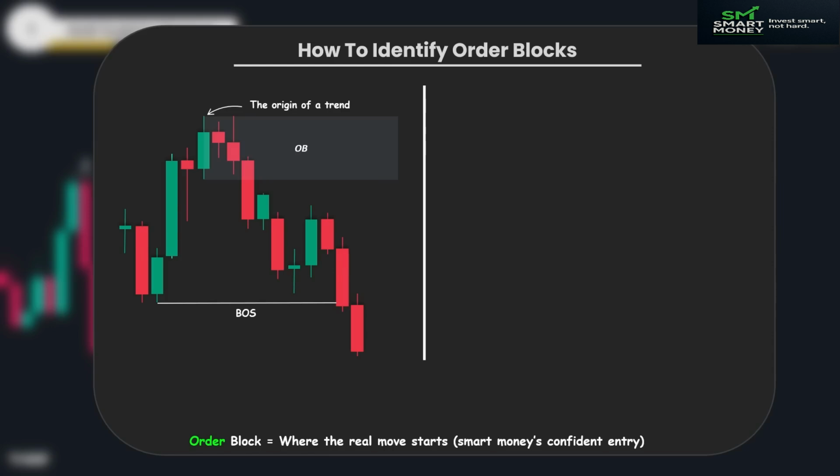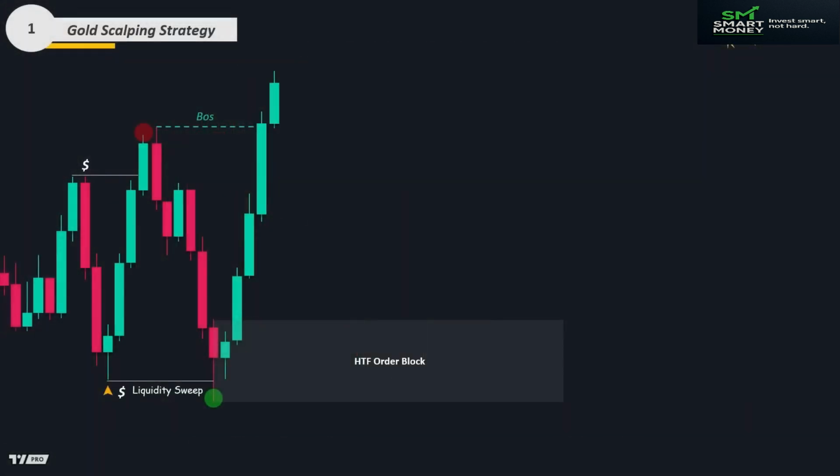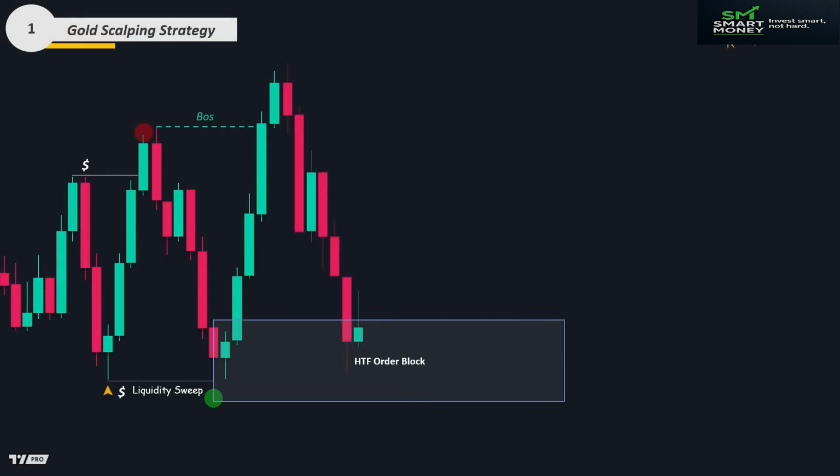In a bearish scenario, a bearish order block is the last up-close candle, or a series of up-close candles, formed right before a strong bearish move that causes a break of structure. On the other hand, in a bullish scenario, a bullish order block is the last down-close candle, or series of down-close candles, formed just before a strong bullish move that leads to a break of structure. After marking the order block, the next step is simply to wait for the price to return to that zone. This is where your potential trading opportunity begins to form.